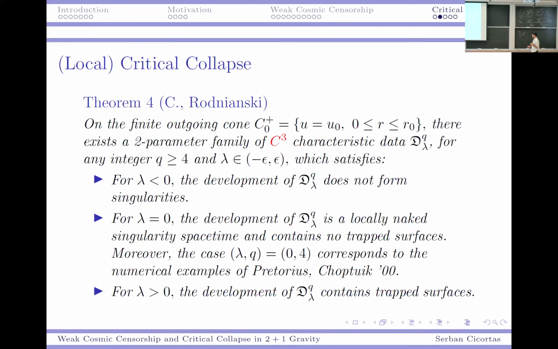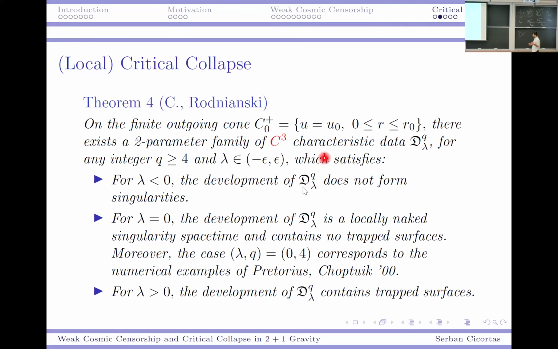Okay, and then finally, when lambda is greater than 0, the development of the data contains trap surfaces. So you should really think that for lambda equals 0, this is the threshold behavior that we have, which lies on the threshold of not collapsing, that's for lambda less than 0, and forming trap surfaces, that's for lambda greater than 0.